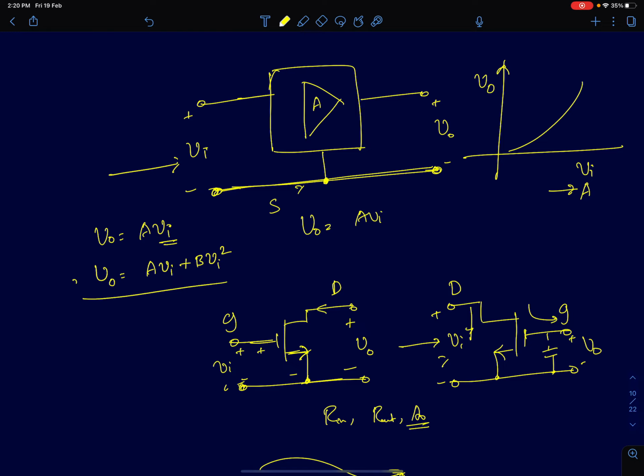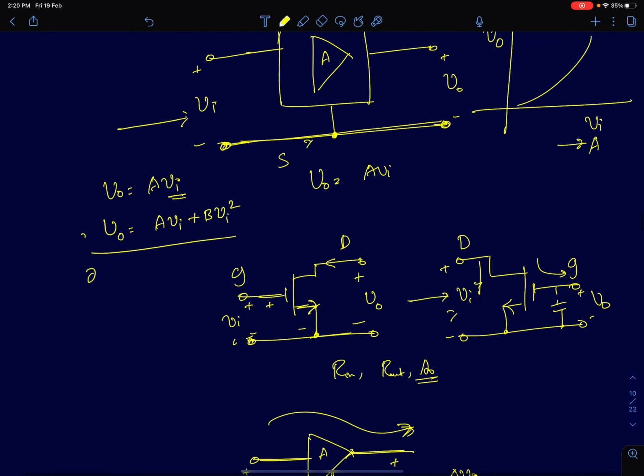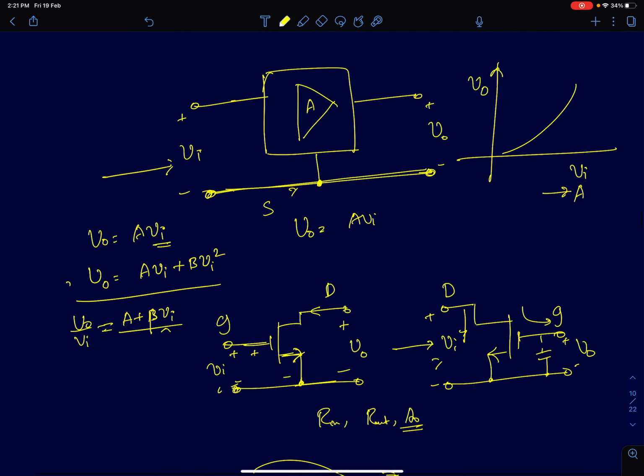When this happens, if you try finding the voltage gain, which is v naught upon vi, if I take the ratio of v naught upon vi, you get a plus b vi. So it means the voltage gain here is also a function of the input voltage you apply. That's a distinguishing characteristic of a nonlinear amplifier. Your voltage gain and parameters will depend upon the input voltage that you apply. So then how does one define voltage gain for a nonlinear amplifier?